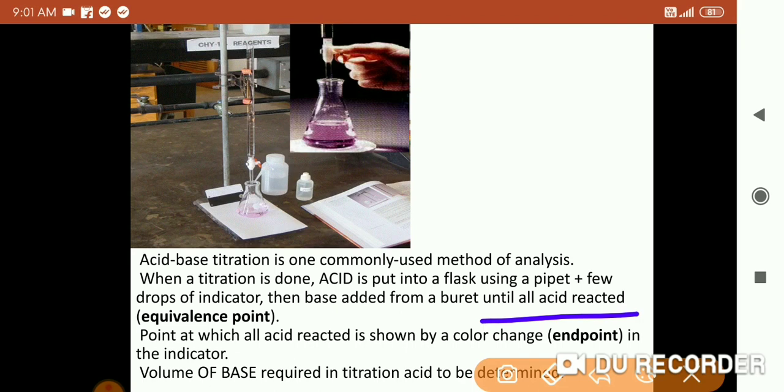The indicator shows the color change, and the volume of base required in the titration of the acid is determined. Then we can identify at what reading the end point has occurred, so we can calculate the required amount of base for the neutralization of a given amount of acid. So this is a titration, which we will study in the 11th standard.